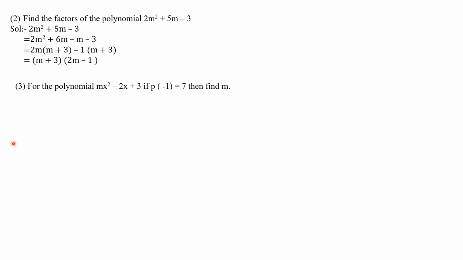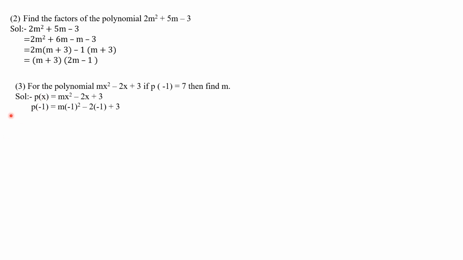For the polynomial mx square minus 2x plus 3, if p of minus 1, the value is equal to 7, find the value of m. We have to find m. So here the polynomial with variable x is given as p of x equal to mx square minus 2x plus 3. So now in place of variable x, I'll just substitute minus 1 because it is given p of minus 1 is equal to 7. So in place of x variable, we'll substitute minus 1.